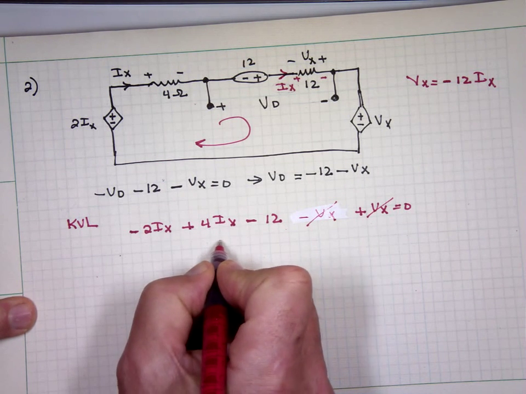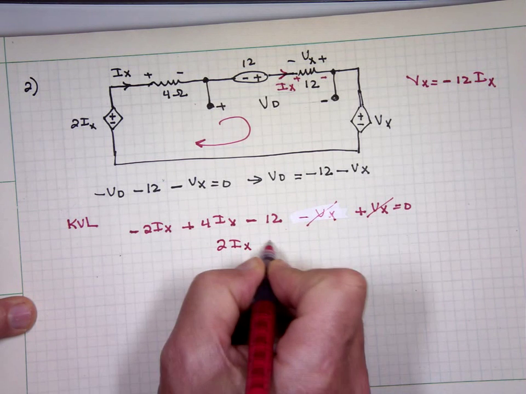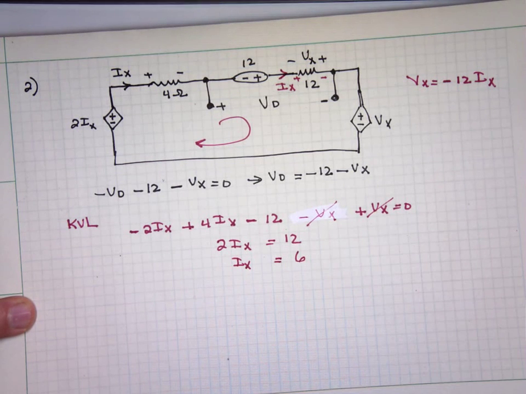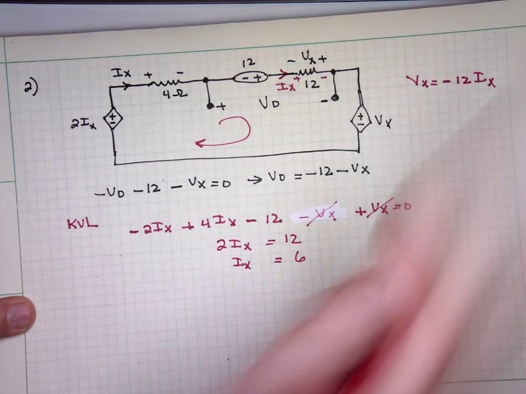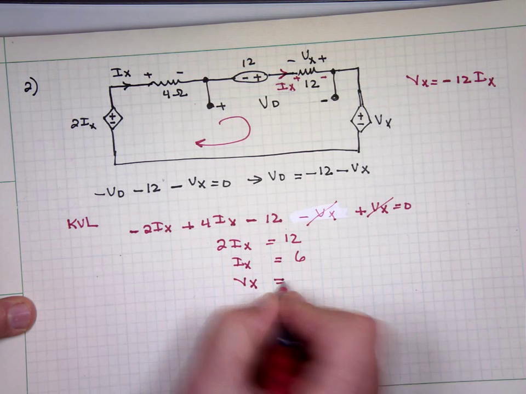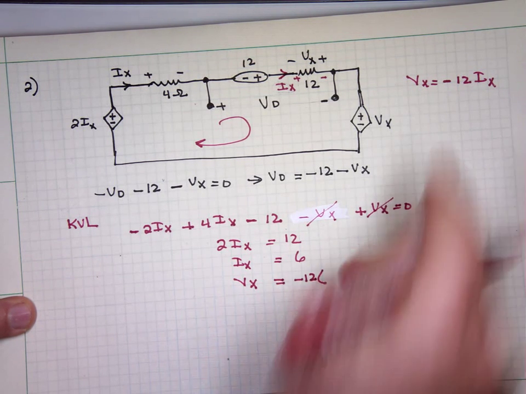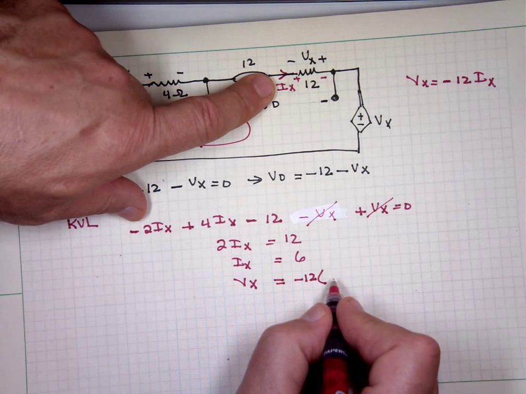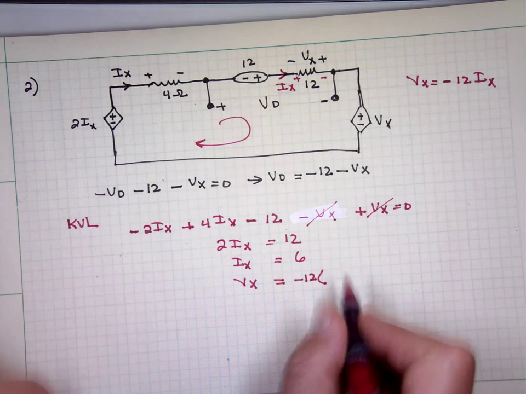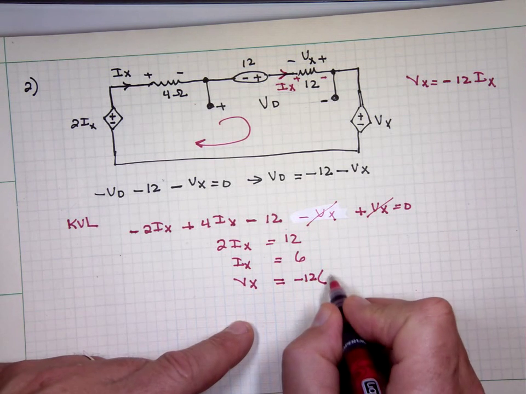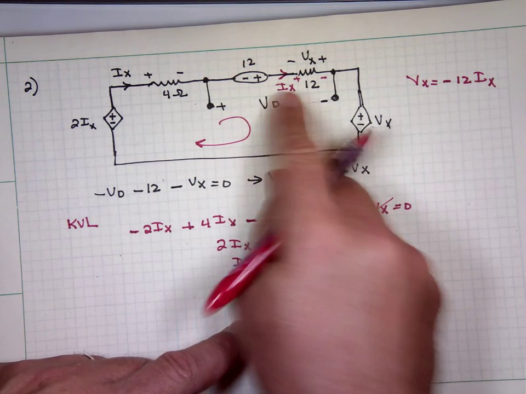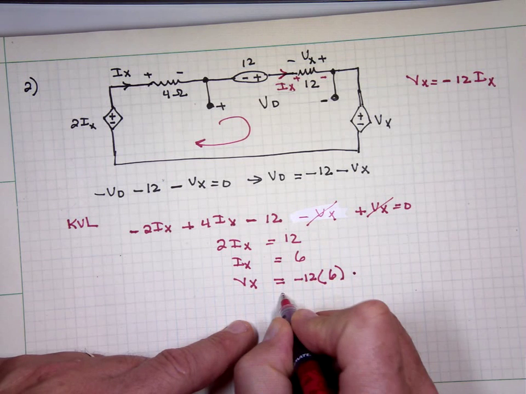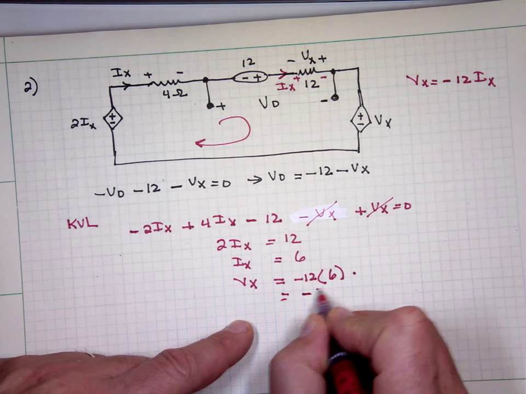So what do you have? You have 2I sub x equals what? 12? What is I sub x? 6. What's V sub x? Negative 12. Vx is negative 12 times what? 6. Times 6. Just making sure here. And that's negative 72.